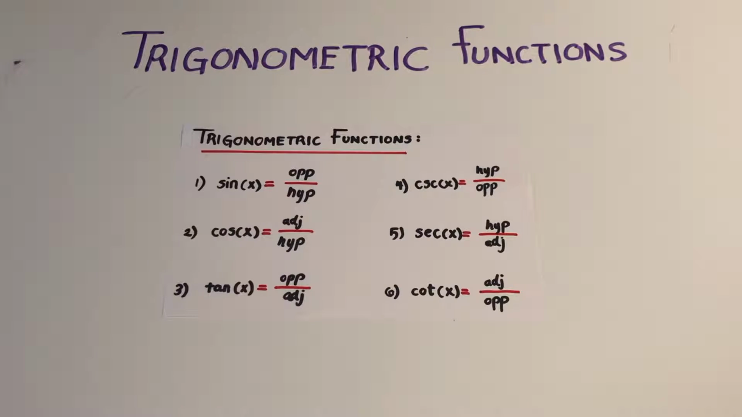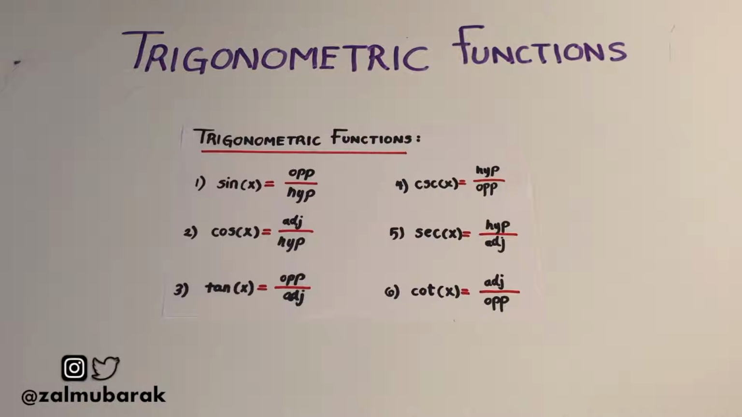Today I'm going to introduce the 6 basic trigonometric functions that are considered to be the core of trigonometry, widely used in many fields for countless applications. The following trigonometric functions are the cosine, the sine, the tangent, cosecant, secant, and cotangent, all abbreviated as follows.